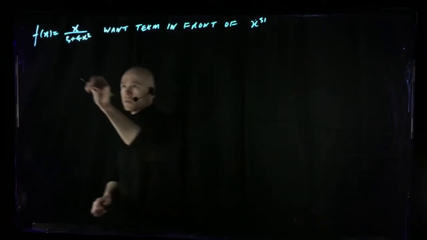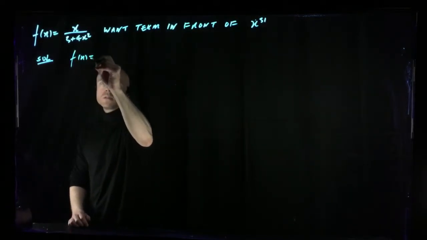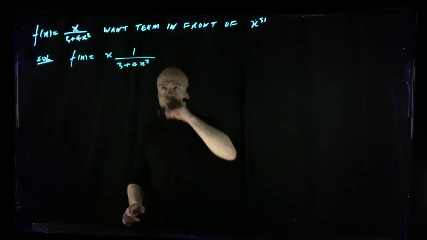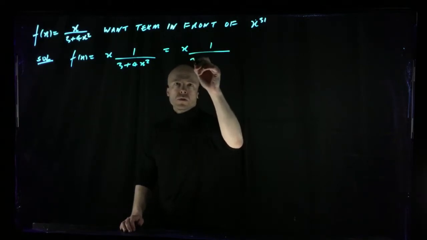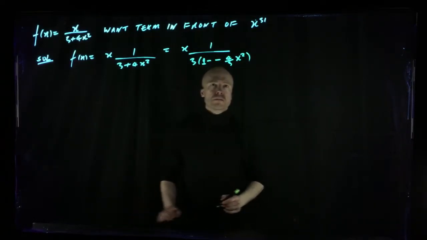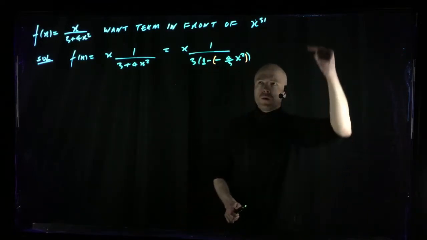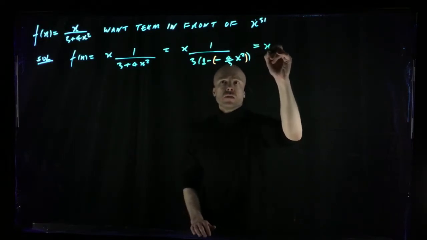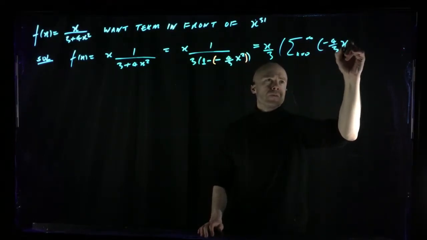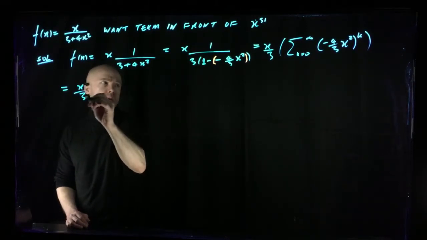So, solution. Let us write it like this. Let us factor out a 3 from the bottom, and write minus 4 over 3 x squared. And then this guy we can think of as the y in the 1 over 1 minus y. So we can write this out as x over 3 times the sum from k equals 0 to infinity of minus 4 over 3 x squared to the k. And that's it. And then we just expand that out.